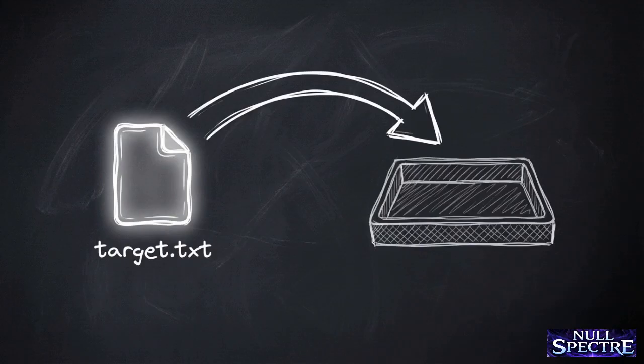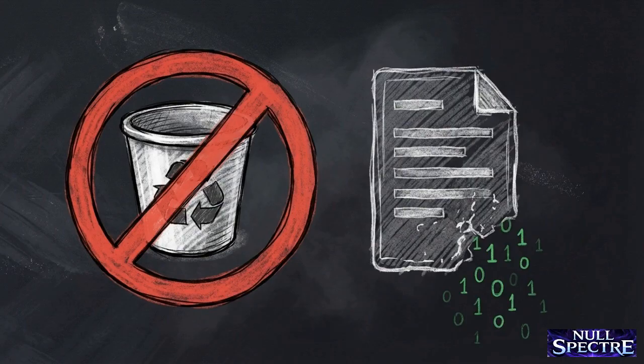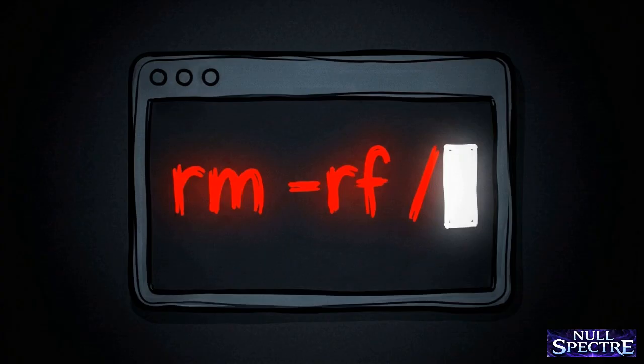If you need to rename that file or shift it to a different location, use the move command. Type mv target.txt followed by your destination or the new file name. Linux does not have a recycle bin. If you type rm to remove a file, it is permanently gone. Be especially careful with rm -rf, which forces the recursive deletion of an entire folder and everything inside it. Use it with extreme caution.